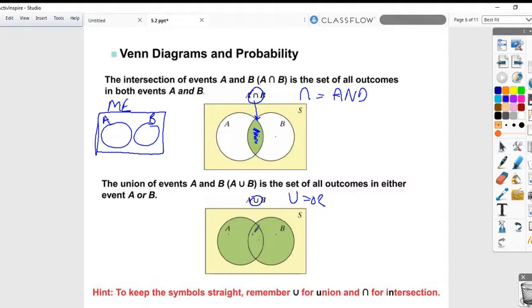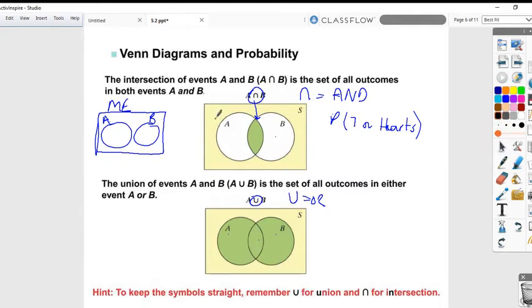If we're talking about something that's not mutually exclusive, it's going to look like this because they share outcomes in common. Here's an example. Let's say you're talking about cards again, and you're talking about the probability of a 7 or hearts. Let me clean this up. Let me change this to black for a minute. Let's say A is the 7s.